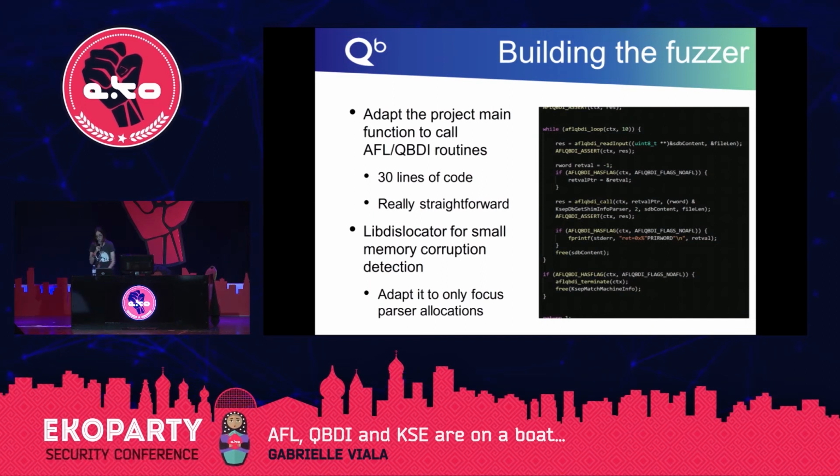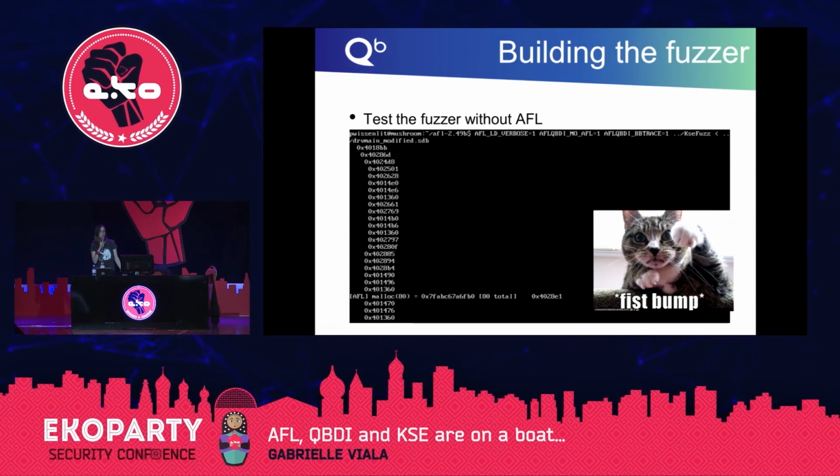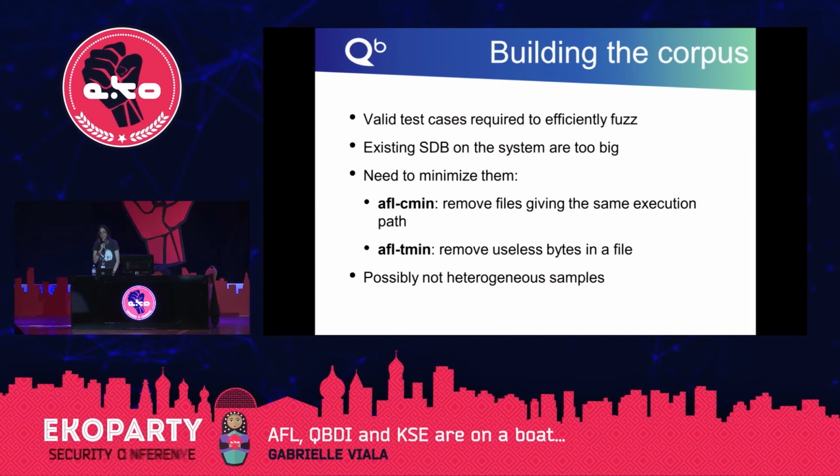So, yeah. I tested my fuzzer. It was working. Fist bump with myself. Cool. Okay. So now it's time to create a corpus because AFL needs a valid test case to be very efficient. And the thing is, the SDBs that are already on the EOS are a bit too big, and it will be really, really slow to just feed them to AFL like that. So it's better to minimize them with AFL CMIN and AFL TMIN.